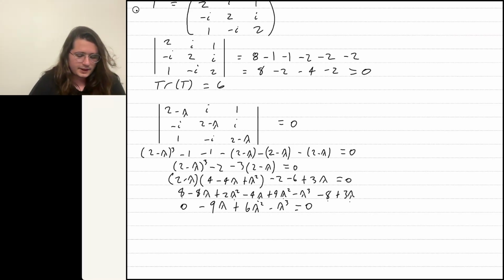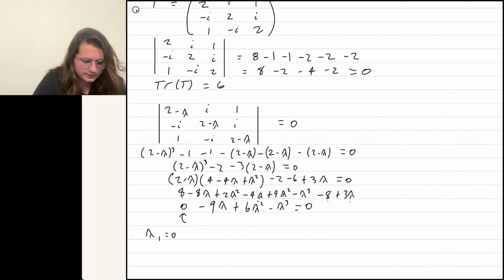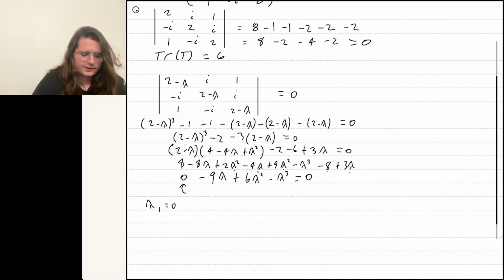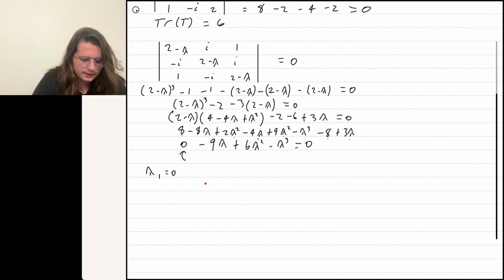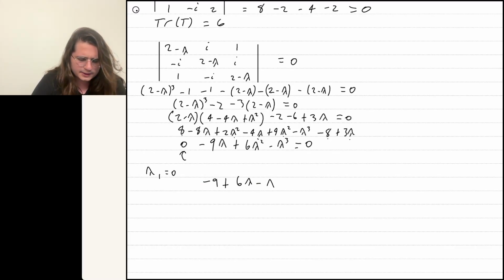So see how one of the solutions to that is just plugging in 0, since you don't have a constant here. So we're going to say that that's lambda 1. Lambda 1 equals 0. And then we can factor that out of this equation to get minus 9 plus 6 lambda minus lambda squared equals 0. That can be factored, especially if we switch the signs around. So if we instead, or actually let's just factor it like this. Why not? I think you'll find that (lambda minus 3) times (3 minus lambda) will work.